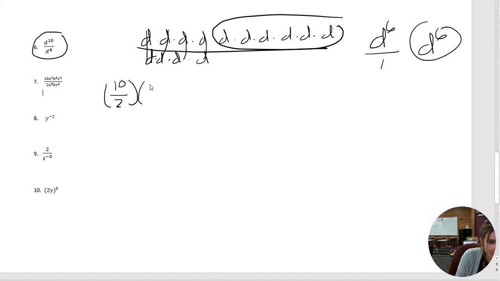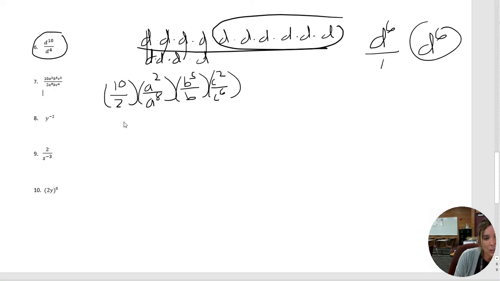We have a to the 2nd over a to the 8th. We have b to the 5th over b. We have c to the 2nd over c to the 6th. Okay, so let's just simplify these one at a time.